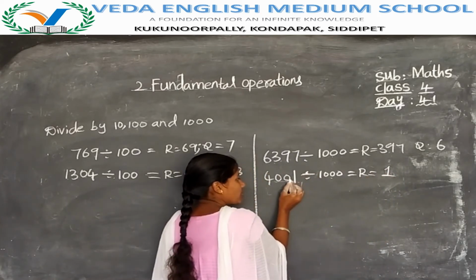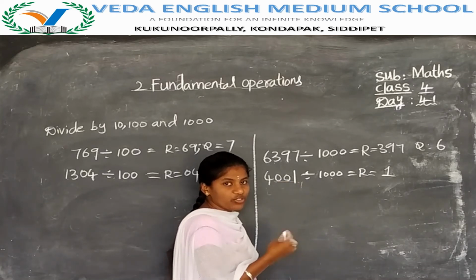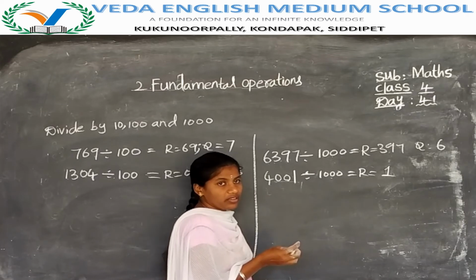Because for this one, these 2 zeros are left side. For any number, if the zeros are left side, then there is no value for the zero number.